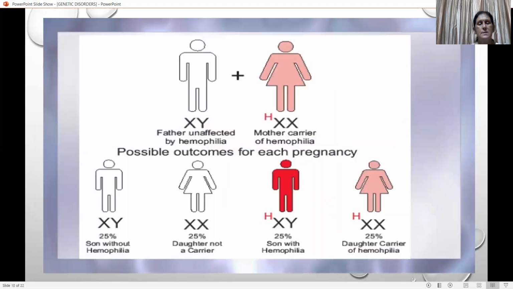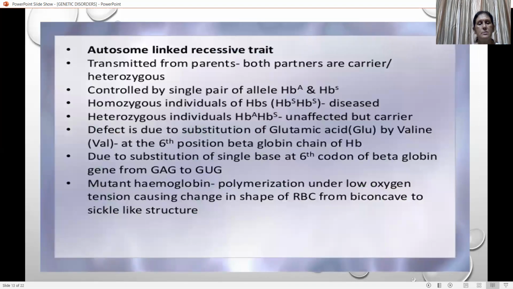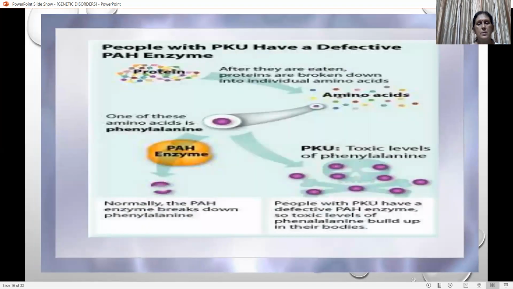So these are the different types of Mendelian disorders we discussed today. Next, we again discuss phenylketonuria, where one enzyme is absent that cannot convert phenylalanine to the amino acid tyrosine. The enzyme is called the PAH enzyme. Normally the PAH enzyme breaks down phenylalanine, but due to lack of this enzyme, it accumulates in the body and produces retardation in the brain.